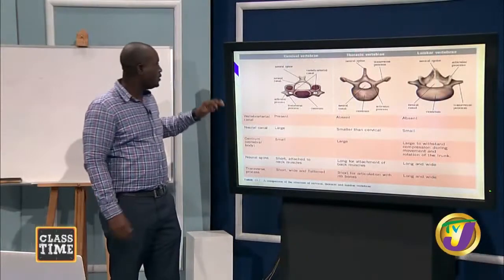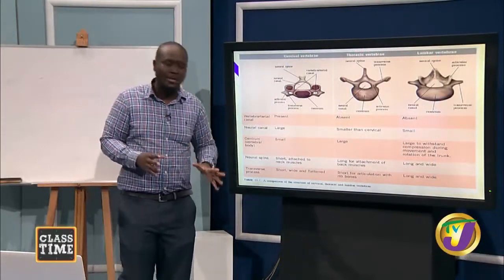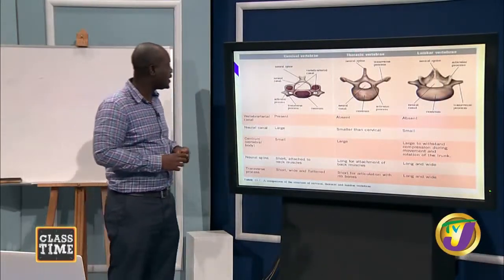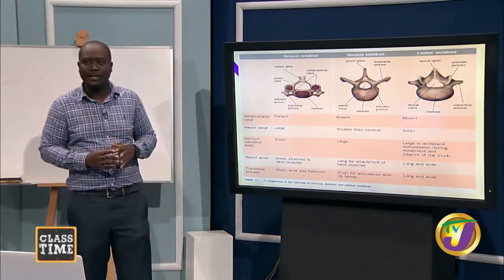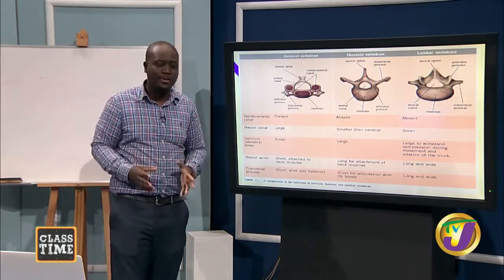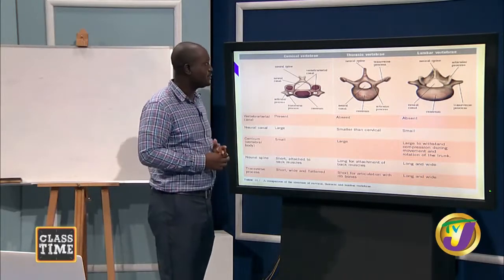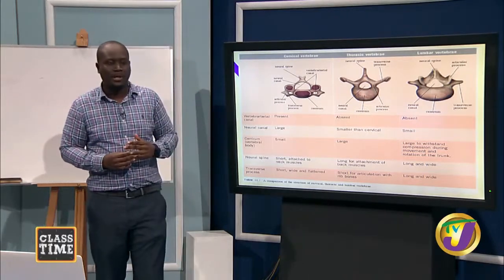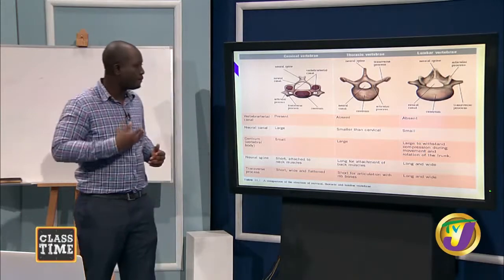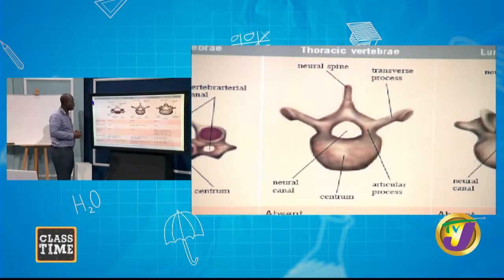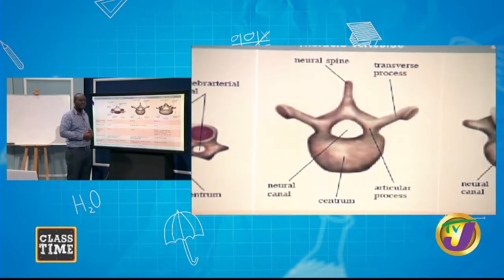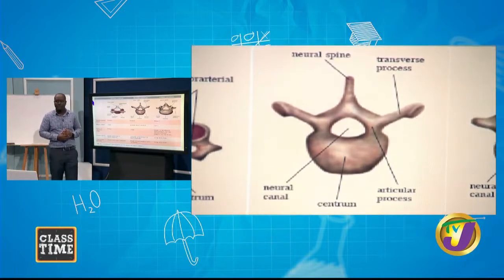Right? So from a look at it, vertebral arterial canal, large neural canal, and short neural spine, you know that is a cervical vertebrae. Now the next one is the thoracic vertebrae. And that is found in the thoracic region. Now the thoracic vertebrae, the distinguishing feature is that it has a very long neural spine.